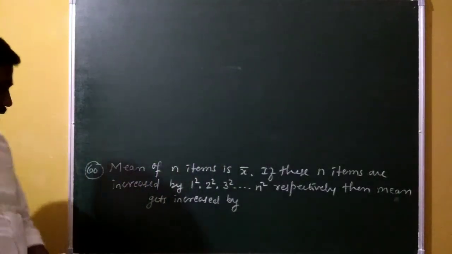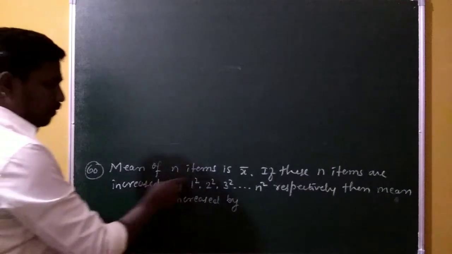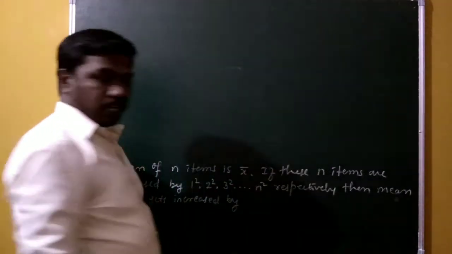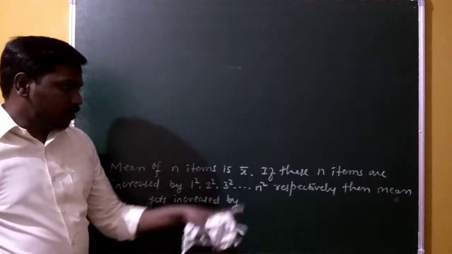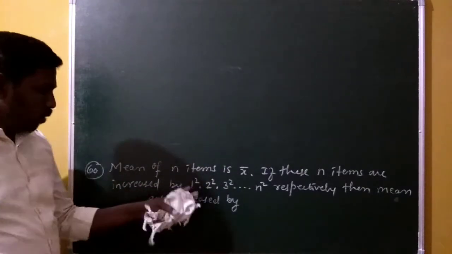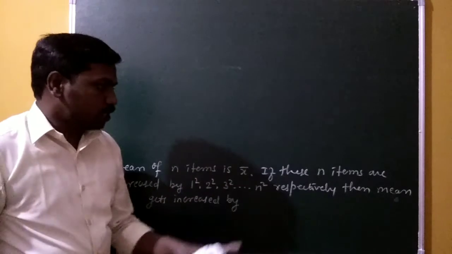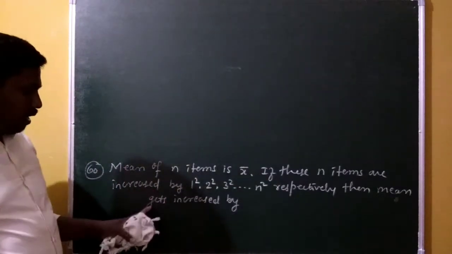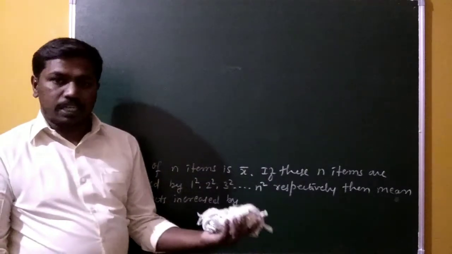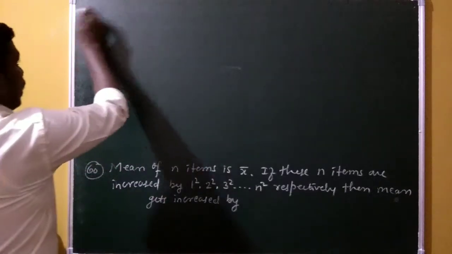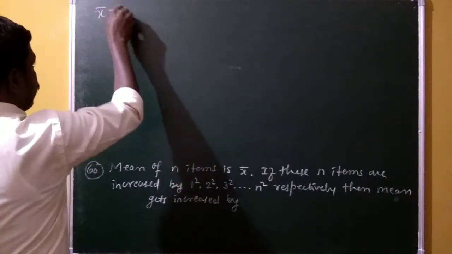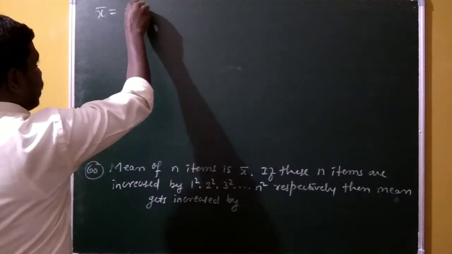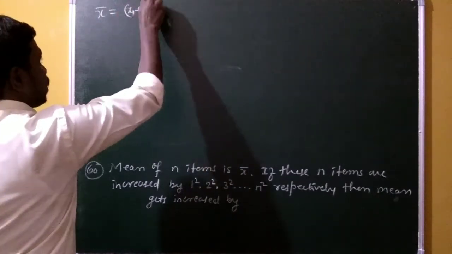ಕ್ವಶನ್ ನಂಬರ್ 60 ನೋಡಿ. ದ ಮೀನ್ ಆಫ್ n ಐಟಮ್ is x bar. Right. Suppose each and every observation increased by 1 square, 2 square, 3 square up to so on n square. ಹಾಗಾದ್ರೆ then mean gets increased by how much ಅಂತ ಕೇಳ್ತಾರೆ. ಸೊ ಹಾಗಾದ್ರೆ ಇವಾಗ ಏನಿದೆ? ಸೊ ಇಲ್ಲಿ x1 x2 ಅಲ್ಲ. ಸೊ ಏನಾಗ್ತದೆ? x bar is equal to x1 ಪ್ಲೇಸ್ ಅಲ್ಲಿ ಏನಾಗ್ತದೆ? x1 plus 1 square ಆಗ್ತಾ ಇದೆ.